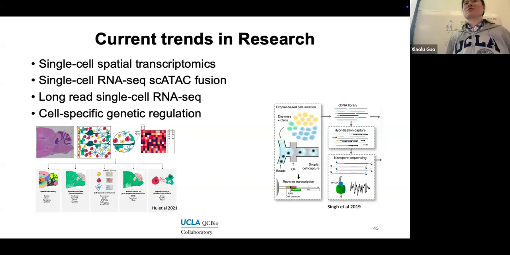And what's the limitation? Expensive, and besides that? Spatial, it doesn't have spatial information, yes. If you compare single cell versus bulk, what's the limitation of the single cell?